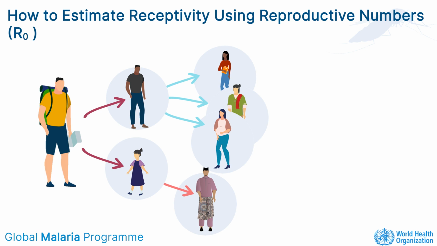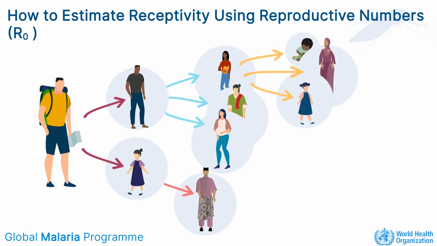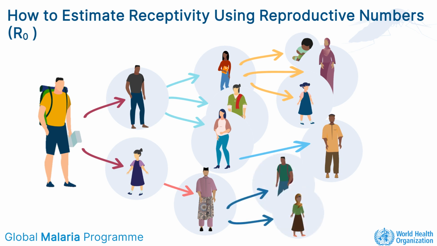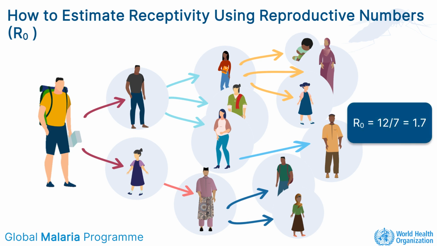In the 3rd generation of infections, 1 adolescent girl infects 3 more people, 1 adult man infects no one, and a pregnant woman infects 1 man. The man infected by the young girl transmits his infection to 2 more people through the bites of infective mosquitoes. As a result, there are 12 secondary cases arising from 7 primary cases.